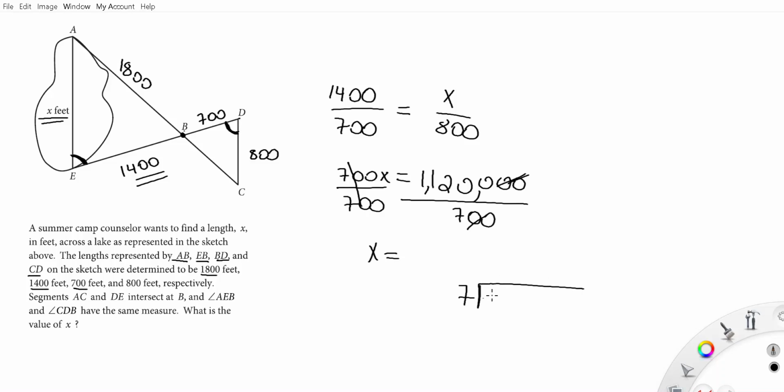So 7 goes into 11,200 how many times? Well, 7 goes into 11 once. That gives me 7 right there. 11 minus 7 is 4, bring down the 2, 42. That's 6. There we go. Bring those zeros here. So x is equal to 1,600.